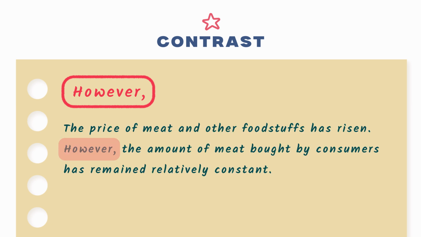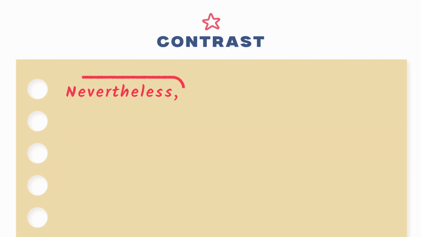The price of meat and other foodstuffs has risen. However, the amount of meat bought by consumers has remained relatively constant. So you see that in the first sentence, we talk about the rise in the price of meat, but the second sentence is something different. It's about something that is constant. So we're not talking about the increase in something, all right? So we're, let's say, talking about a contrast here. So we use however.